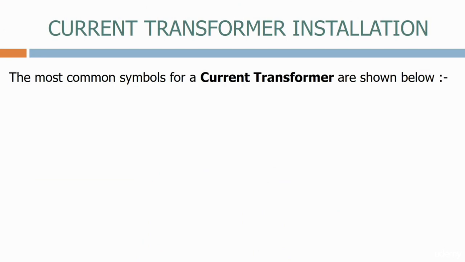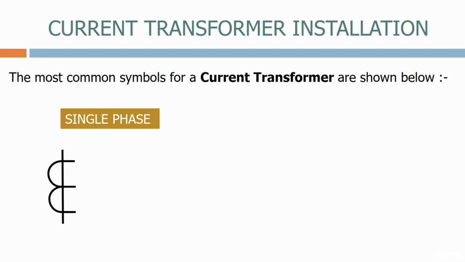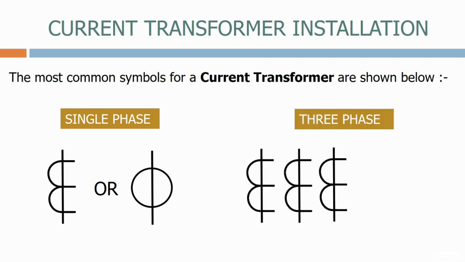The most common symbols for a current transformer are shown below. For a single-phase CT, we have this symbol or this symbol. For a three-phase CT, we use this symbol or this one.